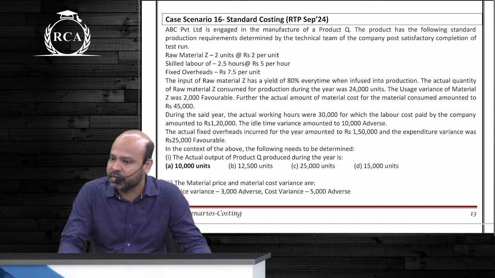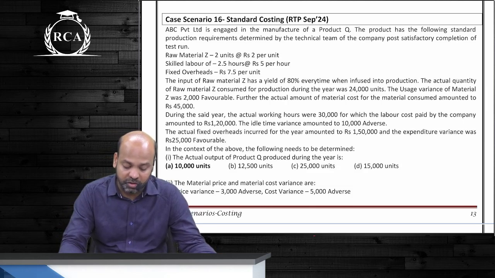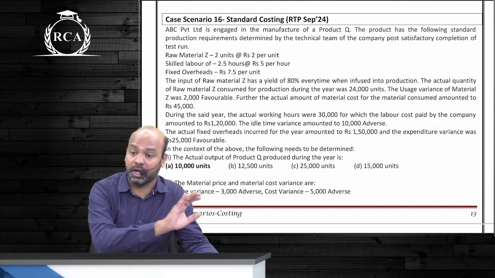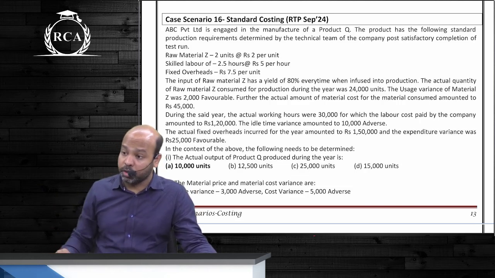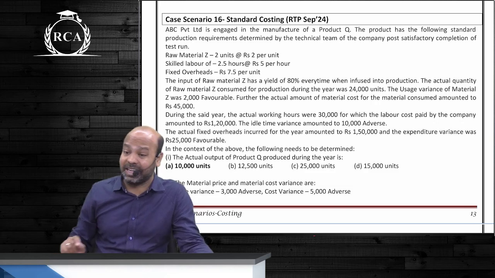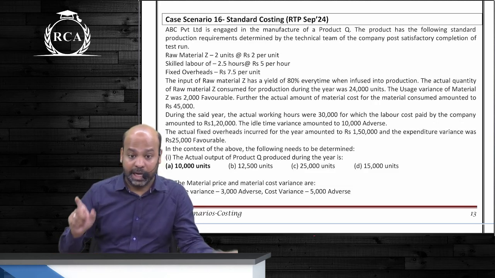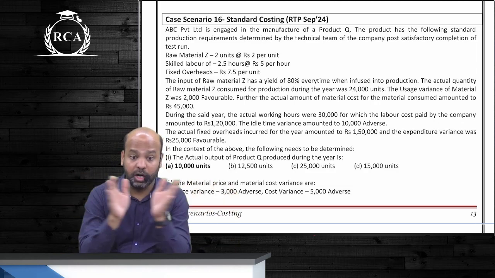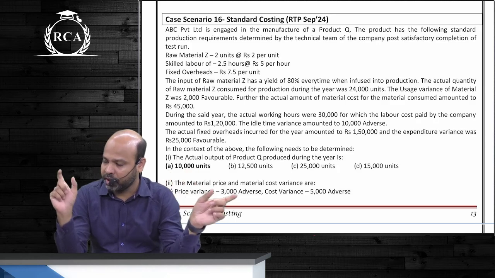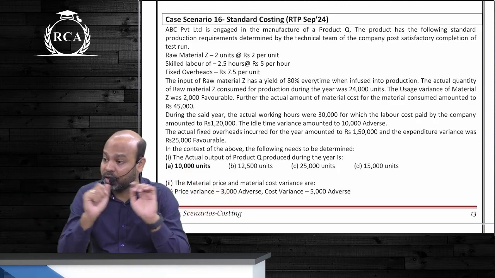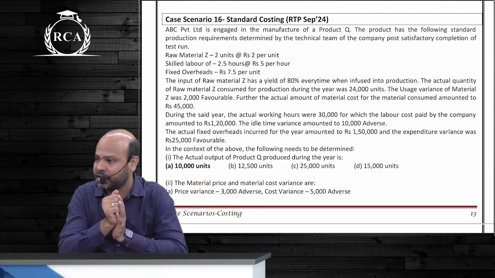Any doubt in this? The actual quantity of raw material Z consumed for production during the year beta was 24,000 units. This is the actual quantity. Do not try to compute actual output using actual quantity. You can only compute actual output using standard quantity for actual output. Actual quantity and actual output are not related by standard relations.